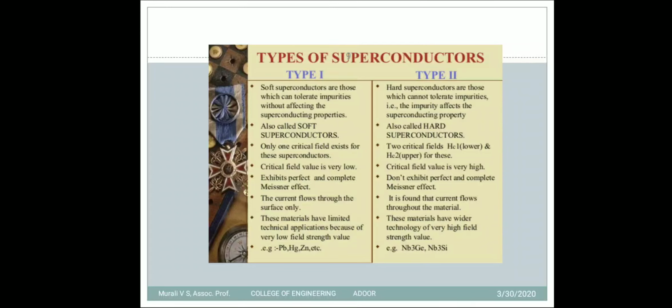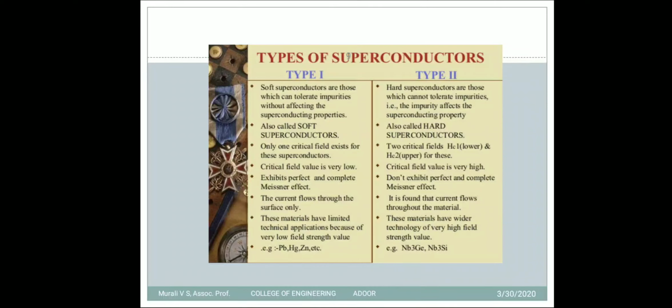That is, the complete field lines are expelled out of the material when the field is below Hc1 in the superconducting state. But type 2 superconductors are not perfectly diamagnetic. That is, there is a mixed state. Then the current flow through a type 1 superconductor is only through the surface, whereas for the type 2 superconductor the current flows within the body of the material.